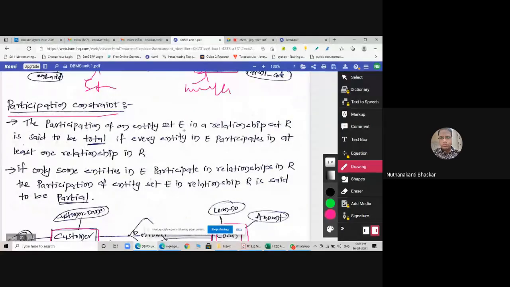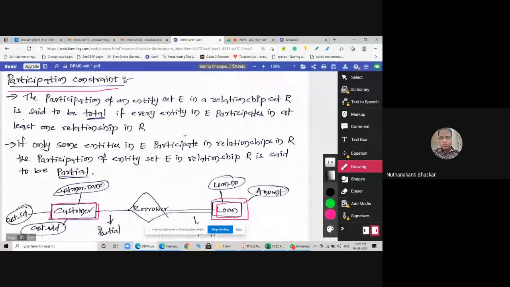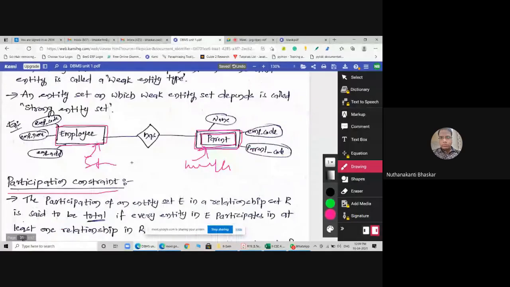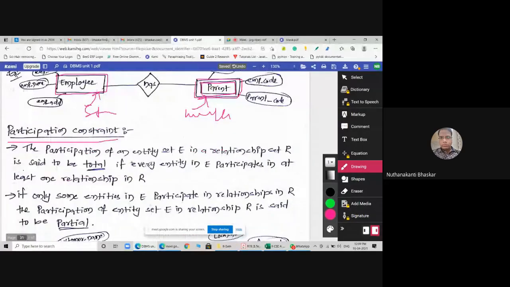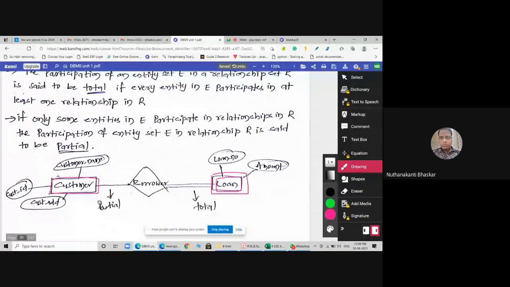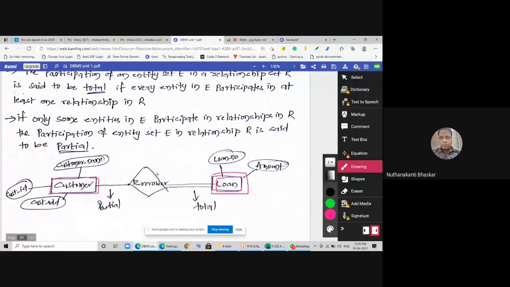What is the meaning of participation? Two types of constraints are there: total participation and partial participation. We can use the same example of weak and strong entity for participation constraint, with some extension. Participation constraint: when all entities of the entity set participate in the relationship, it is called total participation. When only some of the entities participate in that particular relationship, it is called partial participation.